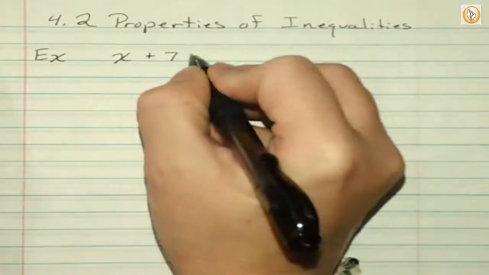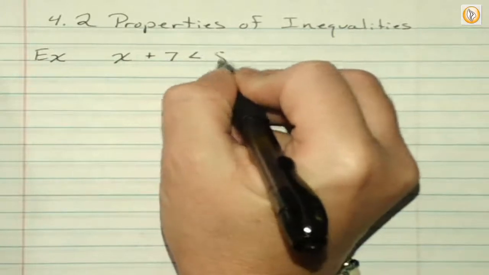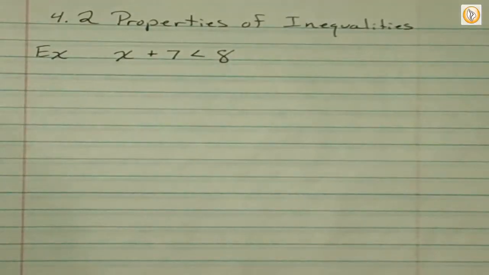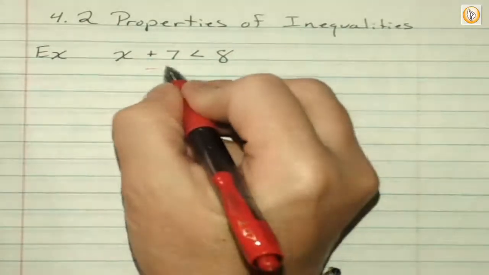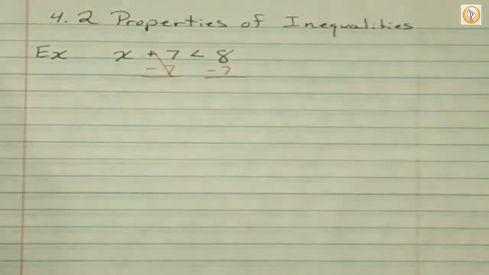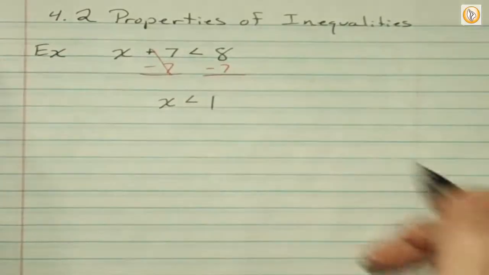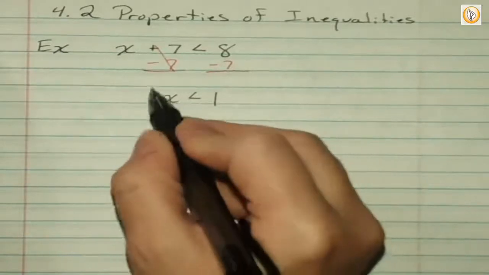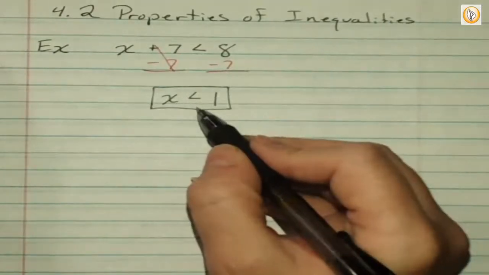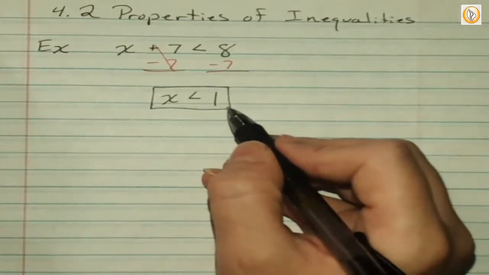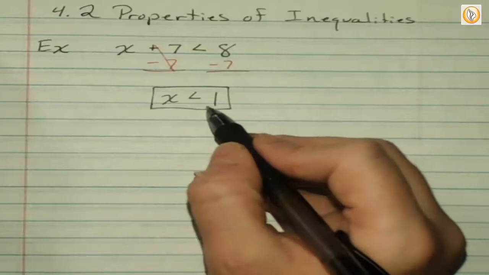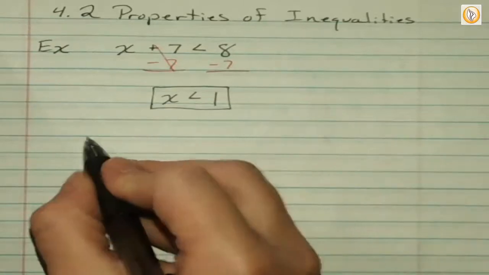X plus 7 is less than 8. Michael, solve for X, please. Subtract 7 on both sides. And I get X is less than 1. That's saying that X can be any number less than 1. Can it be 1? No, because it didn't say equal to. Now, let's graph it.